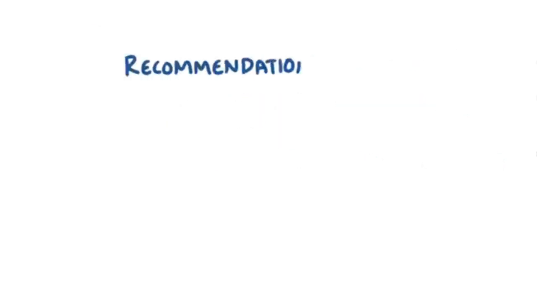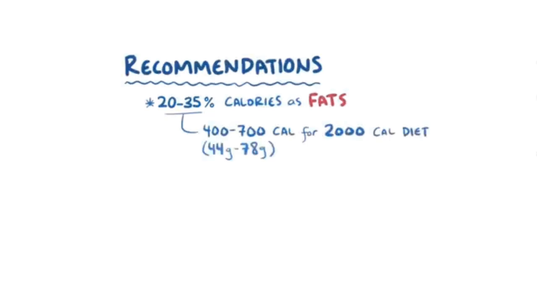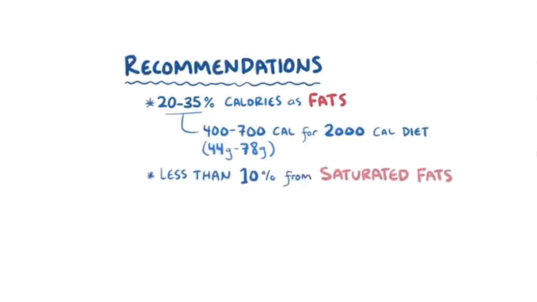Based on this, the National Academies of Medicine recommends consuming 20 to 35% of our daily calories as fat for a 2,000 daily calorie intake. That comes out to between 400 and 700 calories from fat, or about 44 to 78 grams. And it's not just about the amount of fat that we eat. The type also matters. The World Health Organization and the US Dietary Guidelines recommends that less than 10% of daily calories comes from saturated fats, and that trans fat consumption should be kept as low as possible.